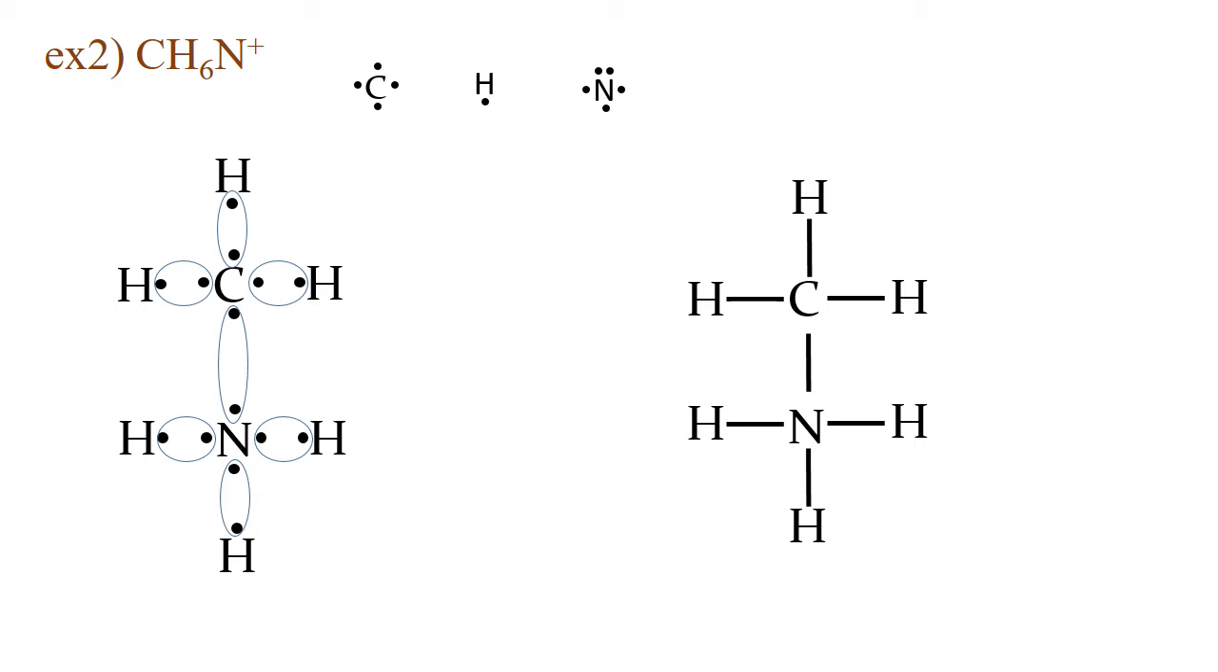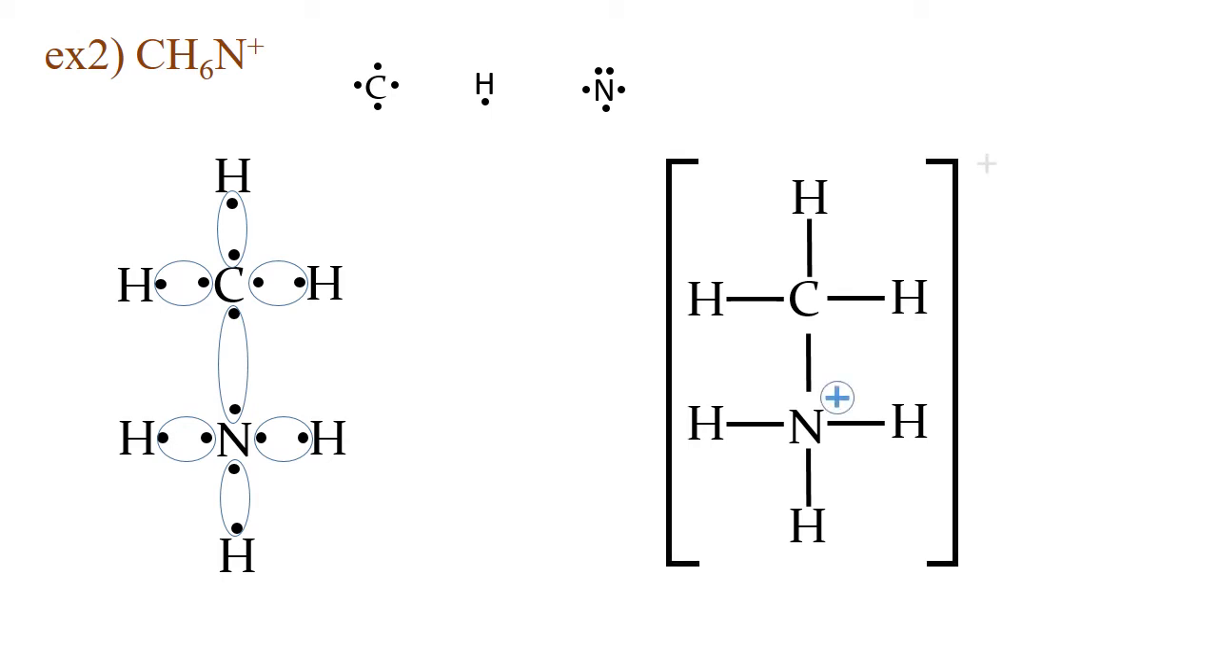I need to put a positive charge by whoever lost the electron, and that was nitrogen. So I'll put a positive by nitrogen. It's a nice big square brackets and a positive charge outside of the brackets. Now, the carbon is making the tetrahedral shape. Nitrogen is making the tetrahedral shape. It's the only shape inside this molecule, so I just have to write tetrahedral. And this question is now complete.